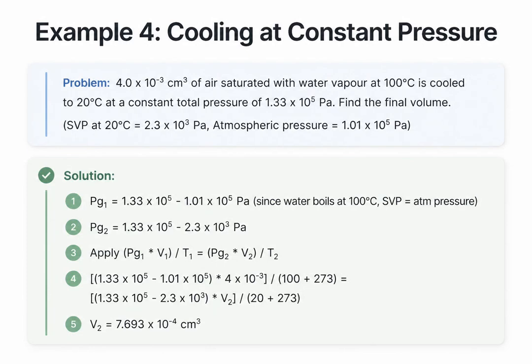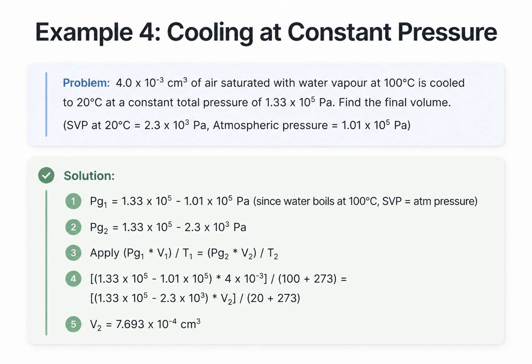In our final calculation example, we cool a saturated mixture while maintaining a constant total pressure. A key insight here is that at 100 degrees Celsius, water is at its normal boiling point, meaning its SVP is exactly equal to standard atmospheric pressure, 1.01 times 10 to the 5 pascals. We subtract this from the total pressure to get our initial dry gas pressure. We do the same for the final state using the 20-degree SVP.